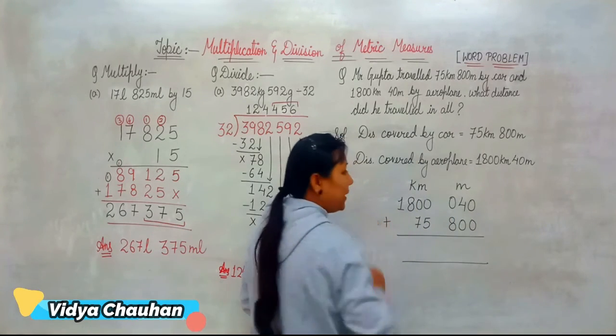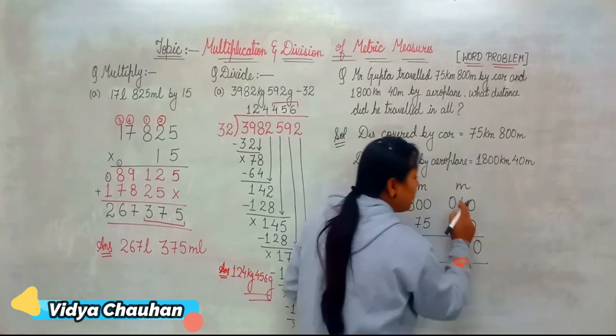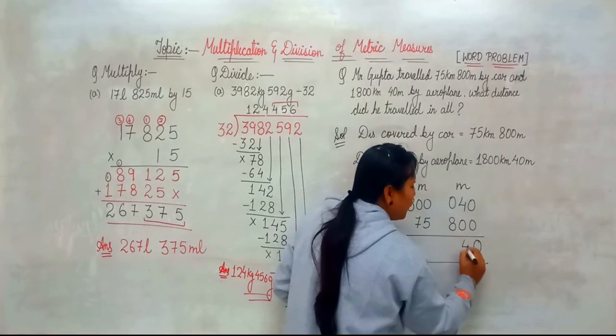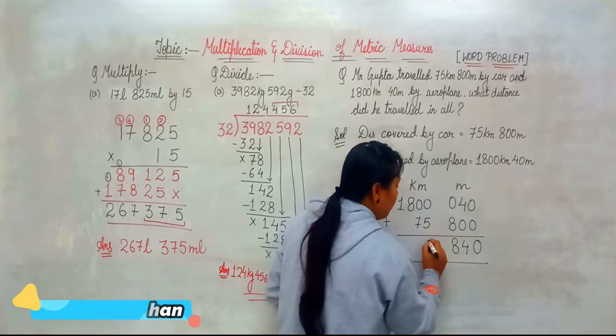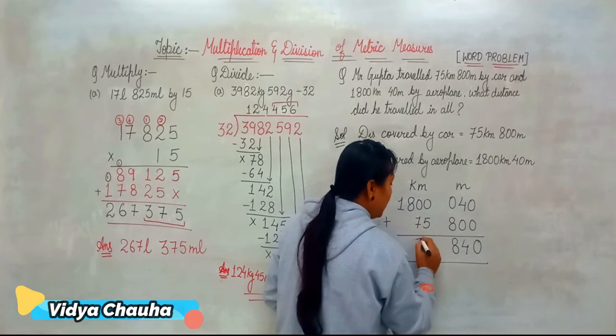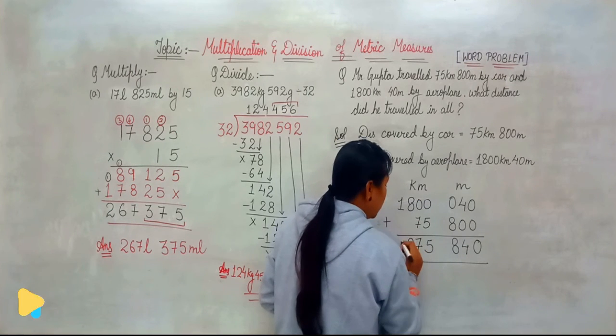Now let's add the values here. So 0 plus 0 will become 0. 4 plus 0 is 4. 0 plus 8 is 8. 0 plus 5 is 5. 0 plus 7 is 7. Then there is your 8 and 1.